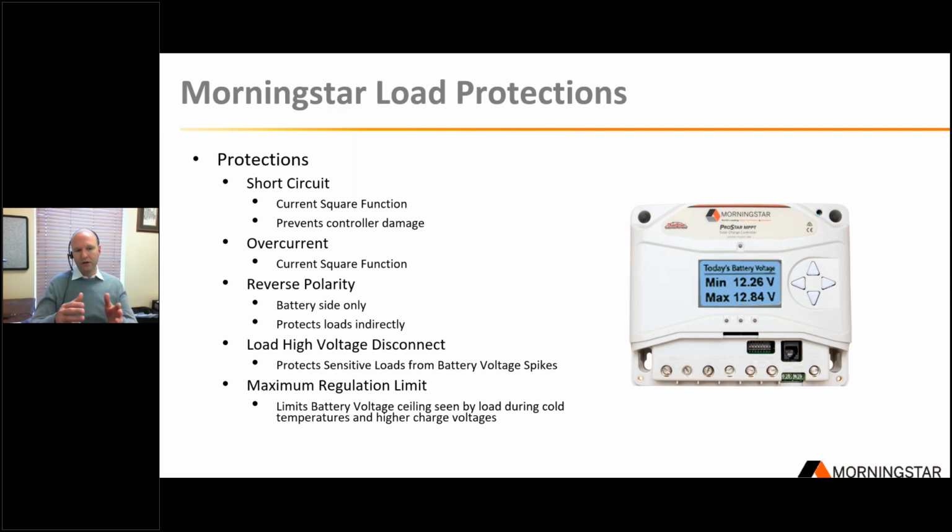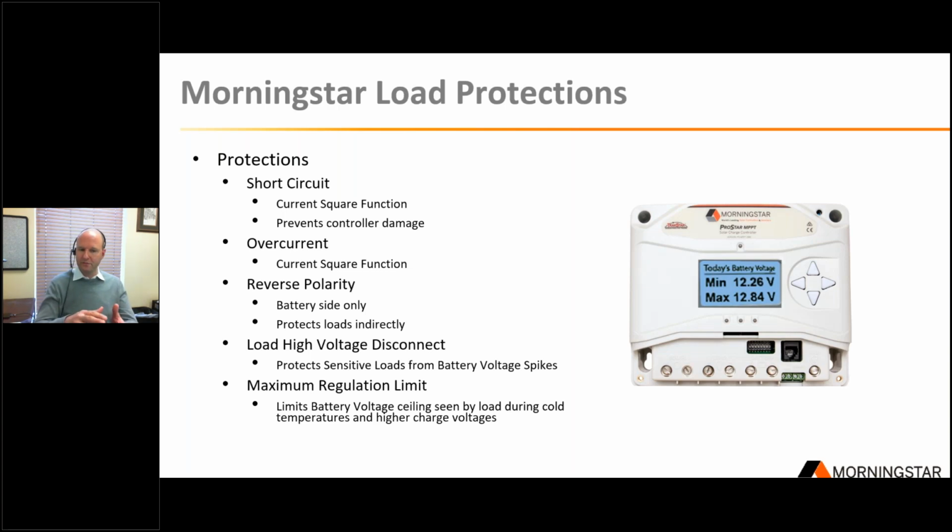Okay, load high voltage disconnect. These are a little more specific types of protections that a lot of people are not aware of, but it's actually an important one, and it protects sensitive loads from spikes in the battery voltage. If you have multiple charging sources, say a solar controller as well as a plug-in charger like in an RV, and that charger brings the voltage higher than the controller is designed to take, then we're going to disconnect the load to make sure it's not seeing high voltages. That happens electronically, very quickly.